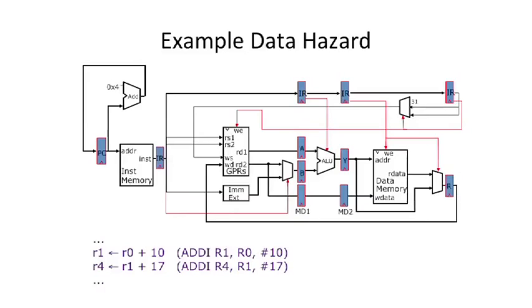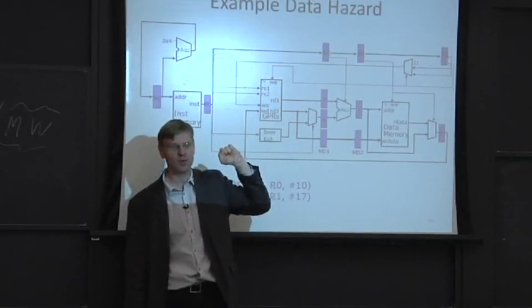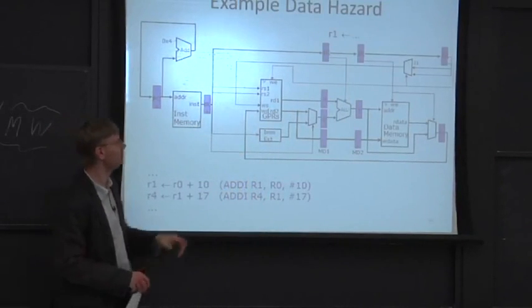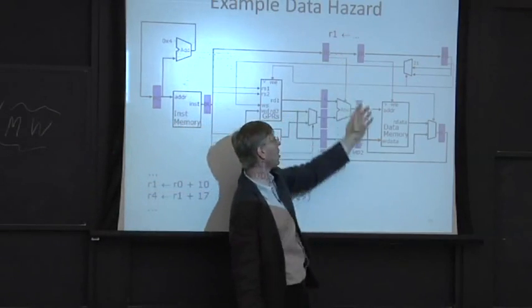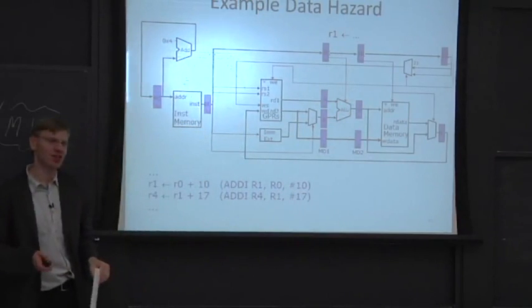OK, so what happens in this design? Let's say our instructions are marching down, and we have the first add here, and the second add's back here. OK, nothing bad's happened so far. Now the first add goes here, and the second add is here. OK, nothing bad has happened so far. But the question is, what do we fetch out of the register file for the second add? Because the result of running R1 is available here, but it hasn't made it back into the register file yet. So it's actually going to fetch the old value.